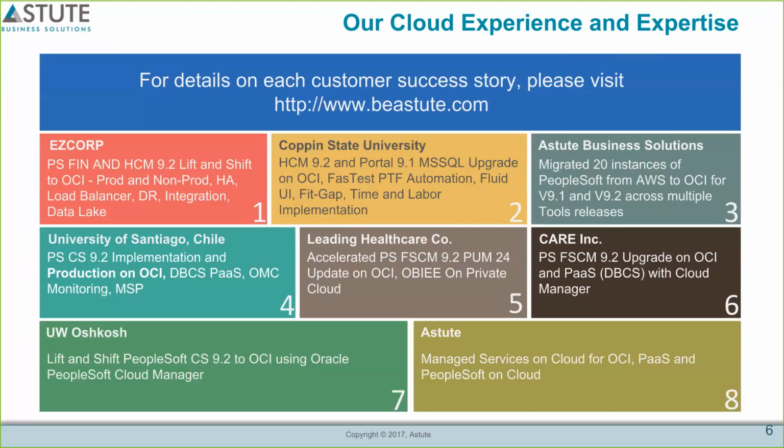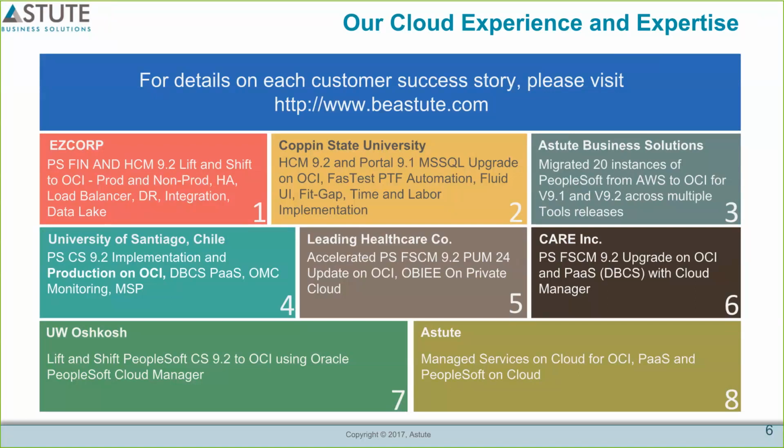Some of them are production migrations to cloud. Others are extensions of on-prem network to cloud, where customers have used cloud as an extension of their network to take on an upgrade project, for example. We ourselves migrated all of our PeopleSoft application instances from AWS to Oracle Cloud. There's a healthcare customer in there. There's a university in South America that was the first production customer on OCI, Oracle's Gen 2 infrastructure platform.